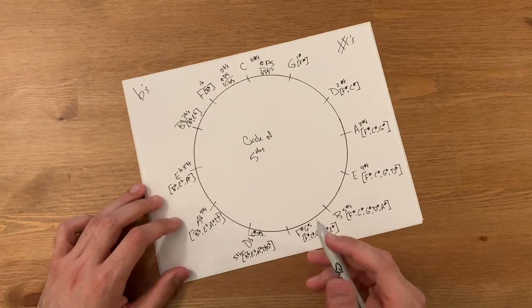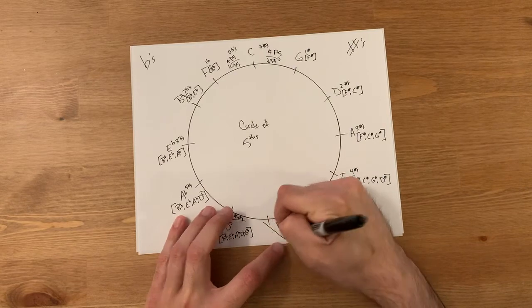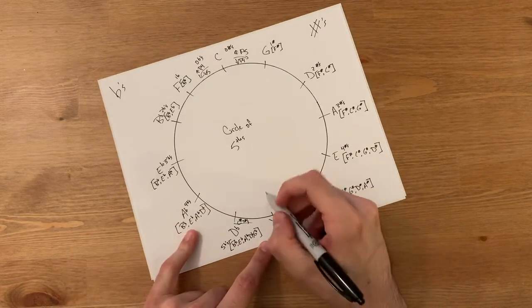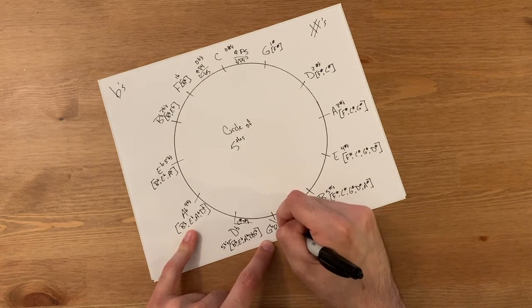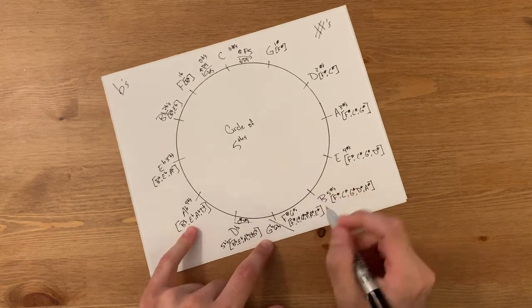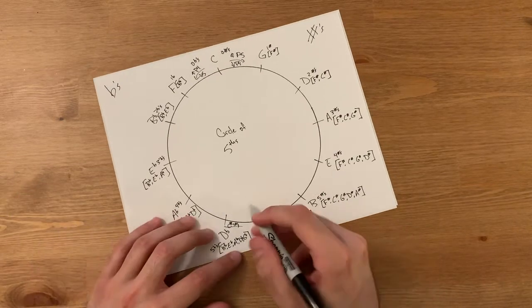What's neat is that here's where the circle folds over on itself. F sharp is equivalent to G flat, and they both have 6, right? 6 sharps or flats. F sharp has 6 sharps, G flat has 6 flats.